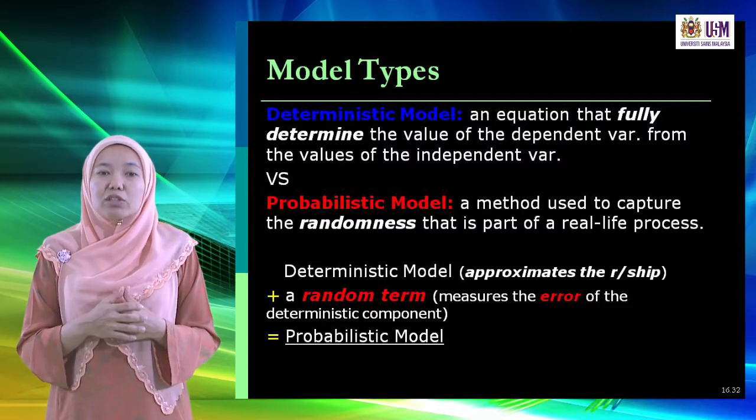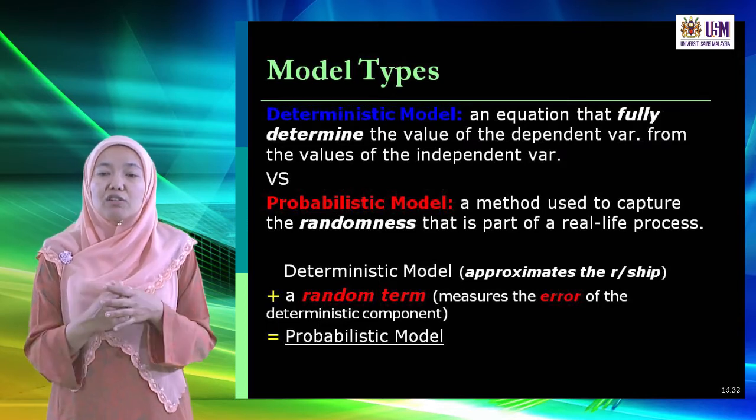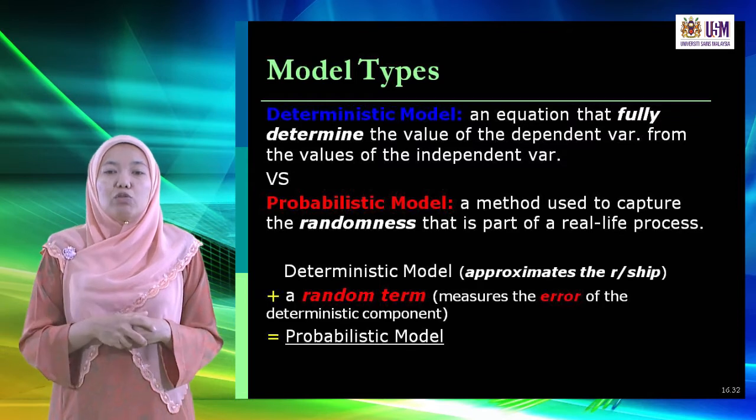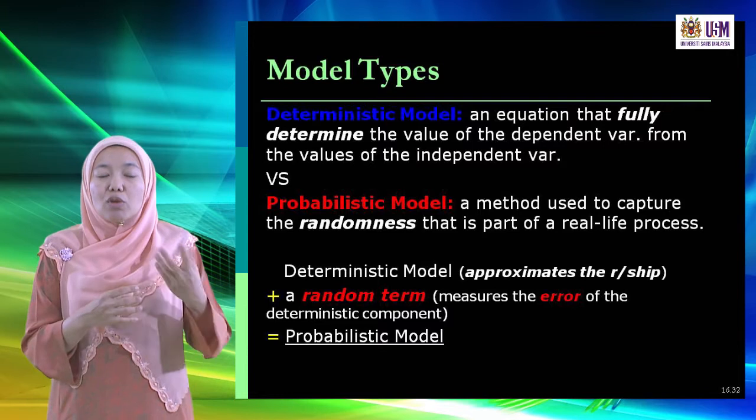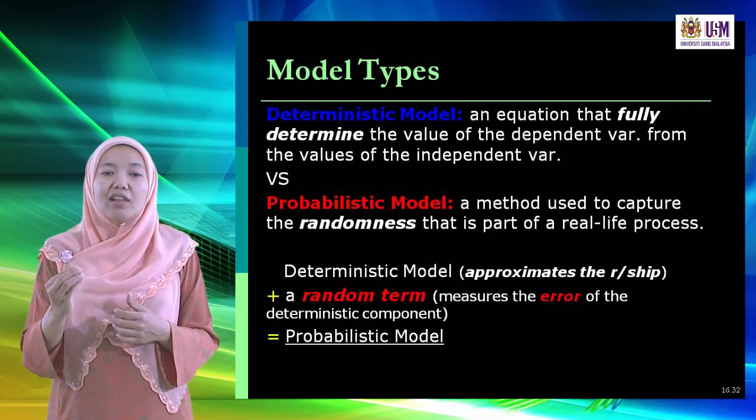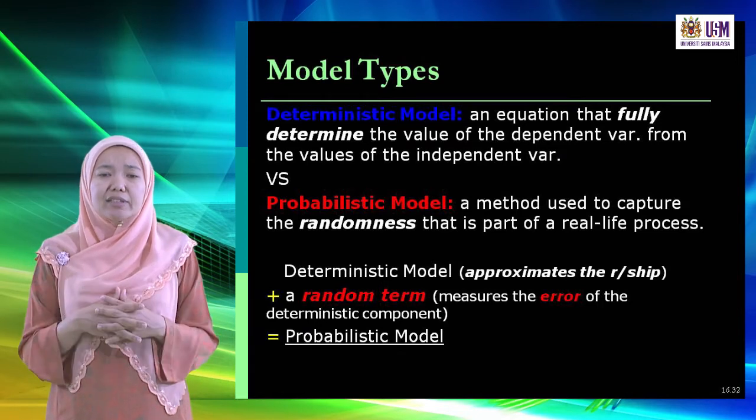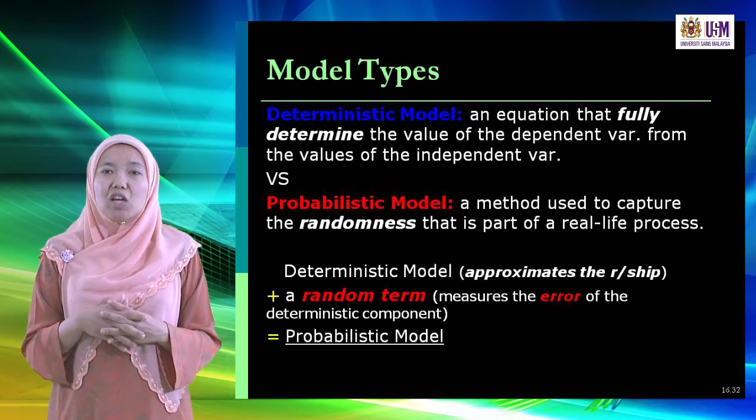So basically, when we talk about deterministic models, this one is just an approximation of the relationship between the variables. You need to add a random term which measures the error of the deterministic component. So what you have at the end is what we call the probabilistic model. A simple example that comes to mind, let's talk about the theory of saving in economics.